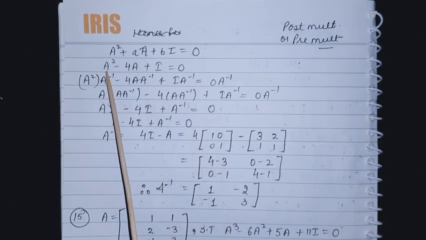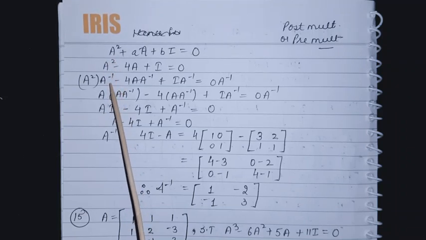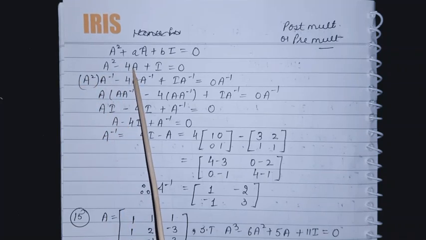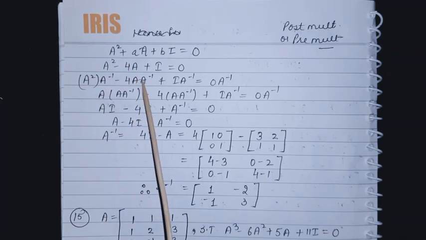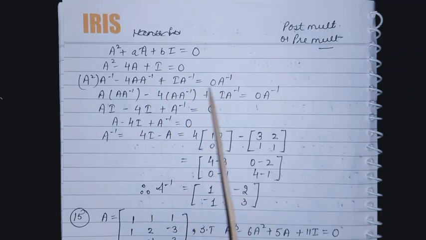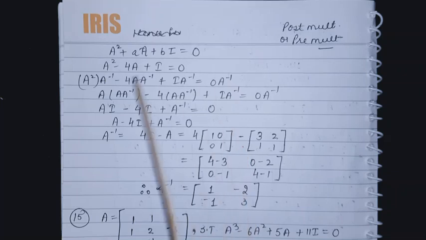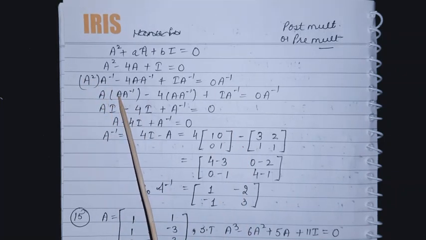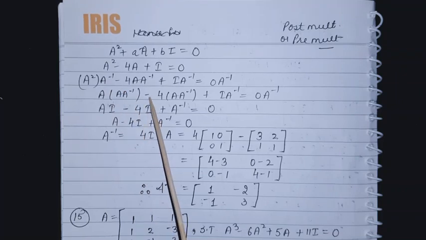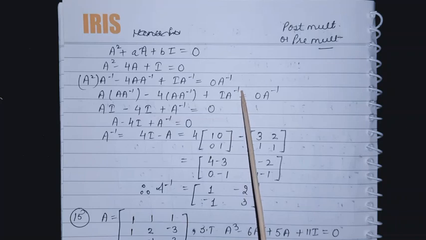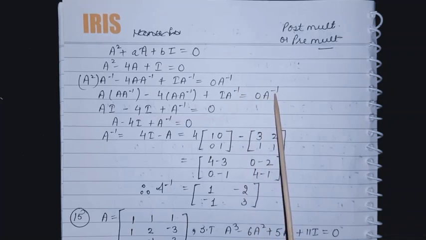So pay attention here. A square, this term when post multiplied with A inverse, will become A square into A inverse. Similarly, this will become 4A into A inverse plus I into A inverse equals to 0 matrix into A inverse. Now further, A square can be written as A into A, and this A inverse minus 4A into A inverse plus I into A inverse equals to 0 matrix into A inverse.